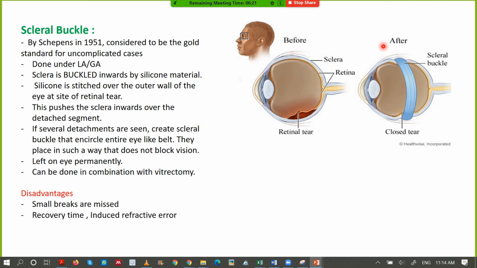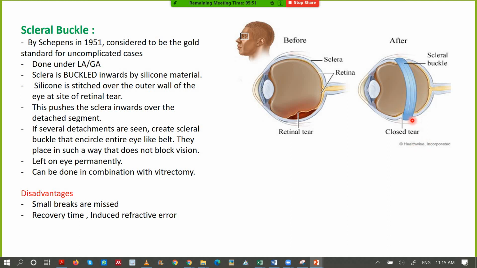Okay, so in case of a belt buckling, I have shown an image there, but I'll just explain what exactly is done. When there is a detachment, we put a belt around the eye, we just tie it around, so that there is a pressure which can make the eye and the retina come in contact. So that is called belt buckling.